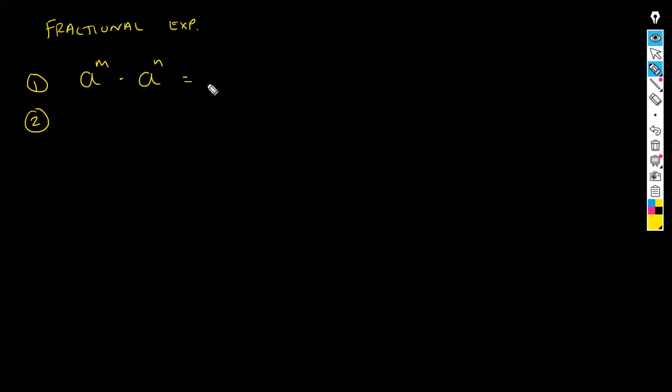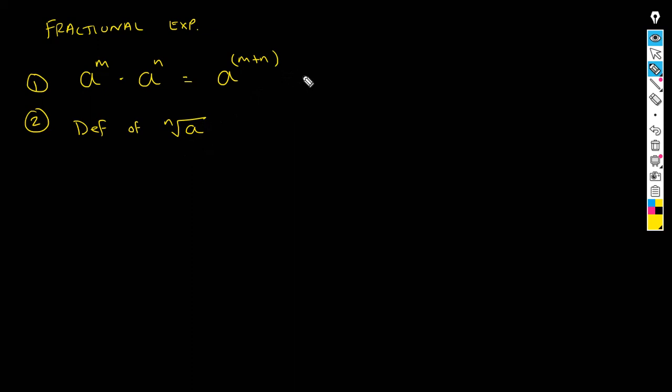fractional exponents. Okay, so in order to understand fractional exponents, I need two things. I need to keep two things in mind. The first thing is this. We're gonna use this law, a to the m times a to the n equals a to the m plus n. And the second thing that we're gonna use is the definition of the nth root of a.